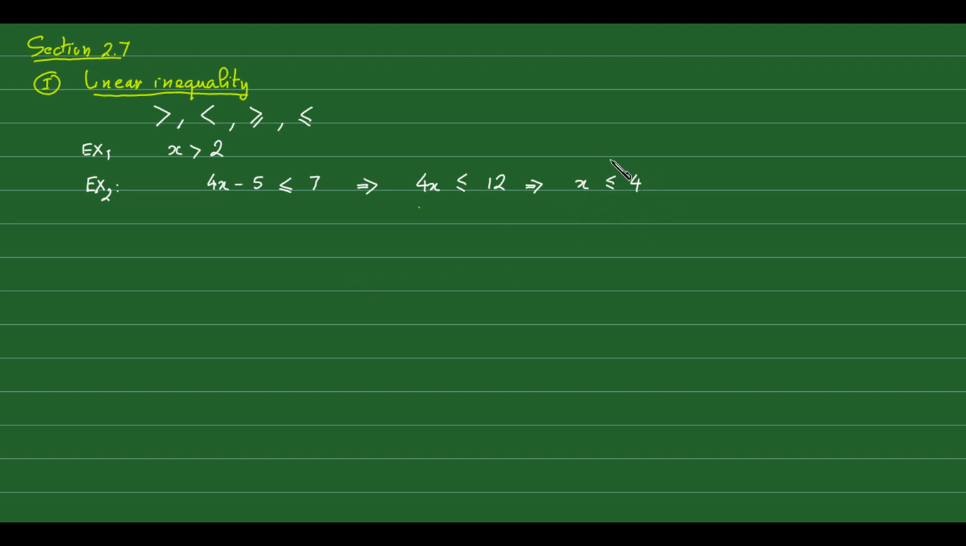Whatever you have over here, we call this the algebraic solution representation. It's the algebraic way, and there's another way to express the solution of a linear inequality based on this algebraic expression. We call that the graphical representation.